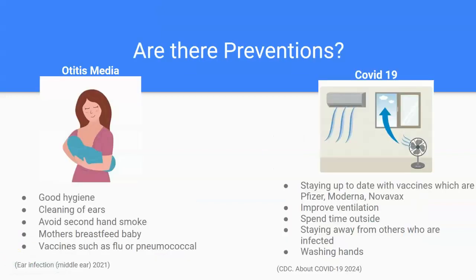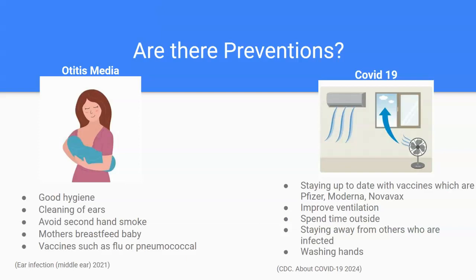There are some preventatives also for these pathogens. Otitis media is most likely seen in kids. To prevent this, people can be sure to teach their kids good hygiene, such as washing their hands, not putting things in their mouth, or proper cleaning of the ears. This will also help prevent other illnesses.